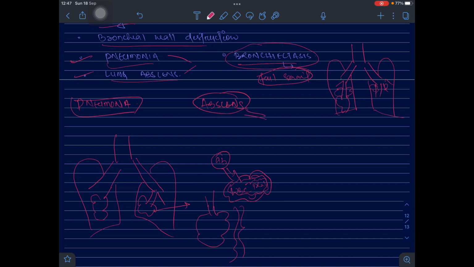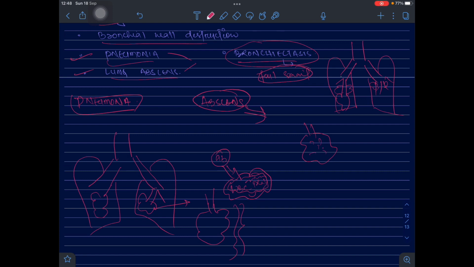But in lung abscess, it is also the same condition, that is, the air space will be filled by exudates, microbes, and all those pathogens. And the thing here is that even after removal of all these things, the normal architecture cannot be restored. It will be damaged. So this is called lung abscess. In lung abscess, the underlying architecture is always damaged. This is the difference between lung abscess and pneumonia.